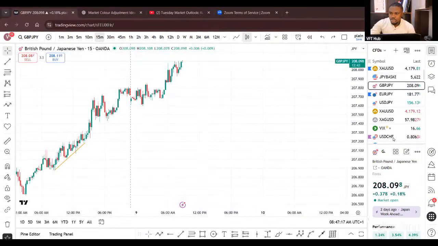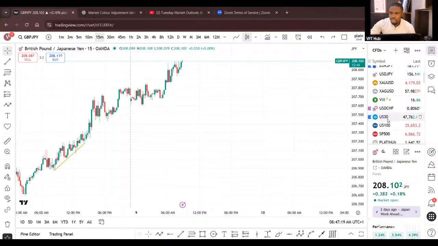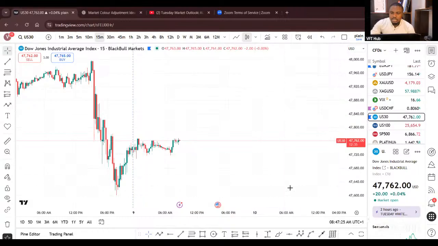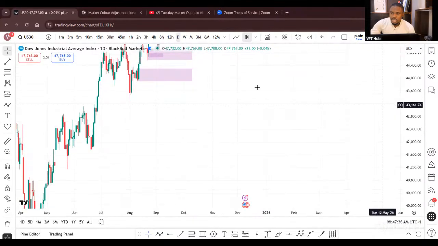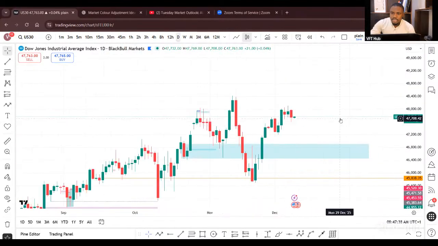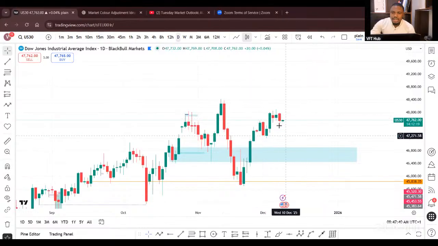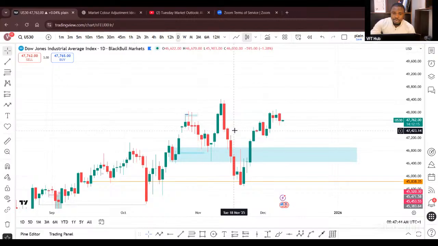So starting with US30. With US30, we saw the market sell off yesterday, right? A bit of sell to the downside, but the market sold off a bit, right? And then we have this market still ranging in this zone of box pattern.